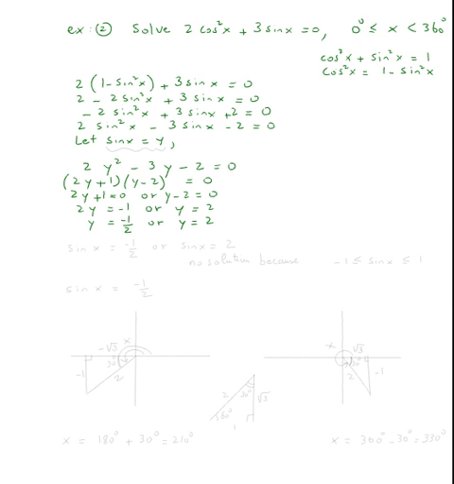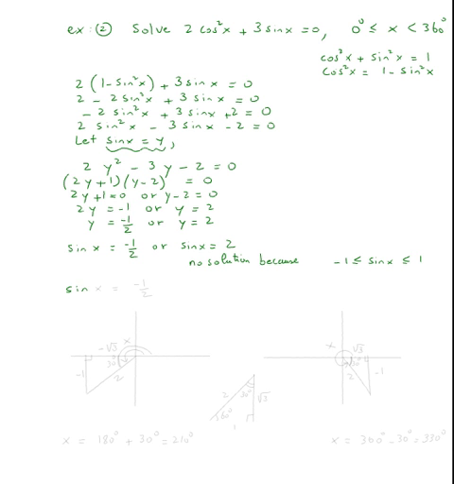Now remember, sine x is equal y, which means sine x is equal negative 1/2, or sine x is equal 2. Sine x is equal 2 means no solution, because sine x can never be bigger than 1. Sine x is always between negative 1 and 1.